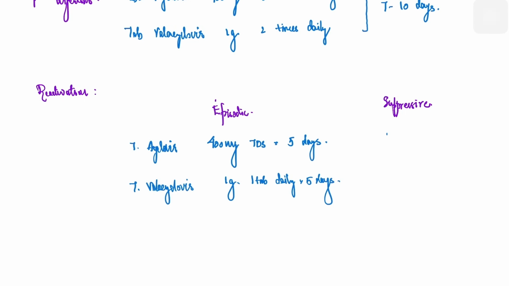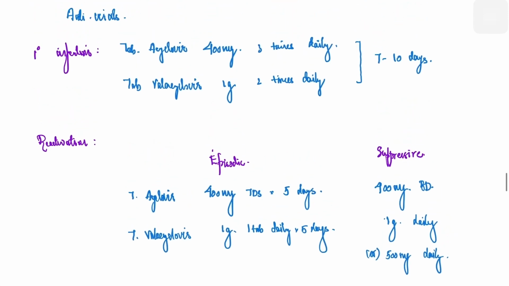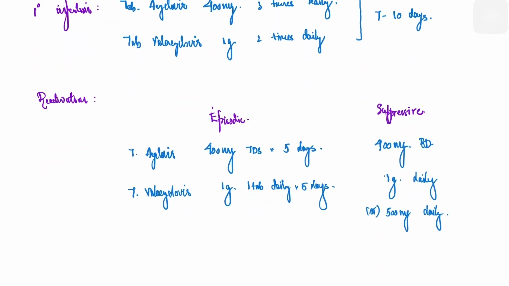When there are at least 6 recurrences over a year, meaning the virus is reactivating frequently, we give a suppressive dose daily over a period of 1 year. Tablet acyclovir 400 milligrams twice daily, not three times daily, or valacyclovir 500 milligrams or 1 gram daily. You try to keep it under suppression, then taper and stop. This is about the management. If there is secondary bacterial infection, you can give topical antibiotics. So this is about herpes simplex virus 1 and 2.